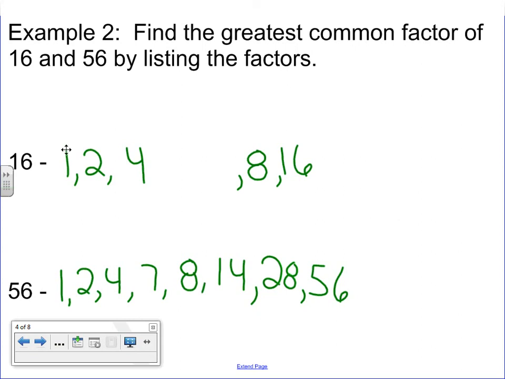So there we've got all of our factors of 56 as well as all of our factors of 16. Again, there's many common factors in this case. 1, 2, 4, and 8. But we're looking for the greatest common factor. And the greatest common factor of these two numbers is 8. So 8's the greatest common factor. Pretty simple.